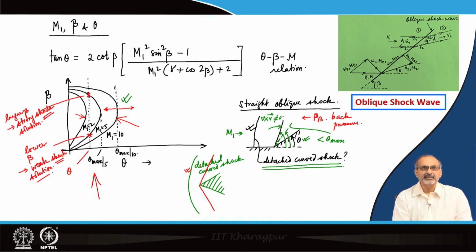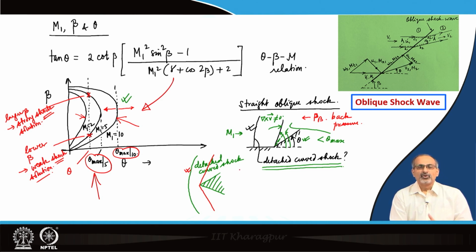And as discussed earlier, you have weak shock and strong shock solutions corresponding to small and large values of beta, corresponding to a specific value of theta for a given Mach number. And then you always have a theta max corresponding to a given Mach number. So, this is the theta max for Mach 10, this is the theta max for Mach 5, the way it has been sketched approximately in this plot. So, this plot is nothing but a graphical representation of the theta-beta-M relation.